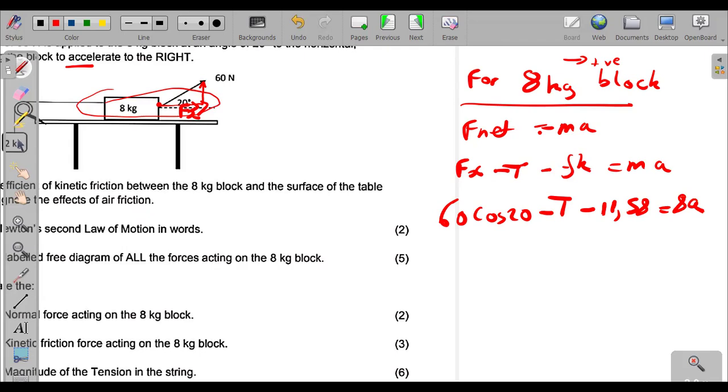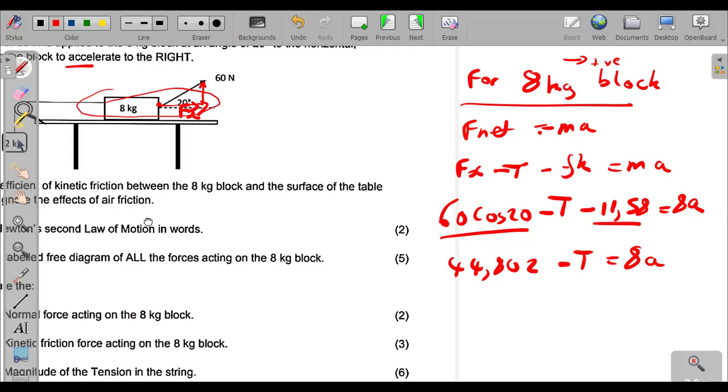By so doing, we have created an equation. We can simplify it: 60 cos 20 minus 11.58, and that can give us 44.802 minus T is equal to 8A. That's an equation which has been formed, but it has two unknown values, tension and acceleration.